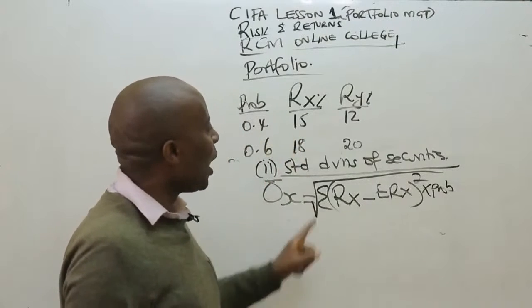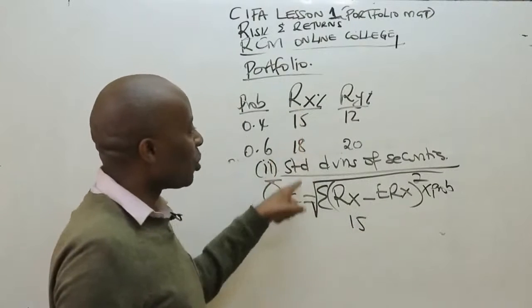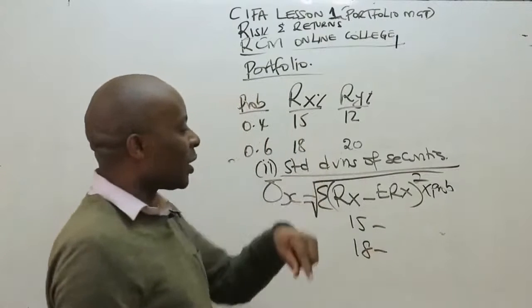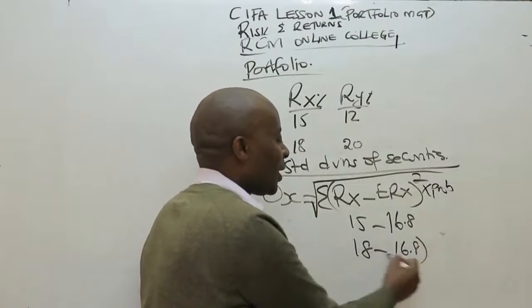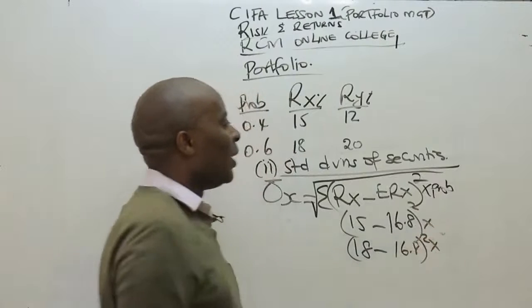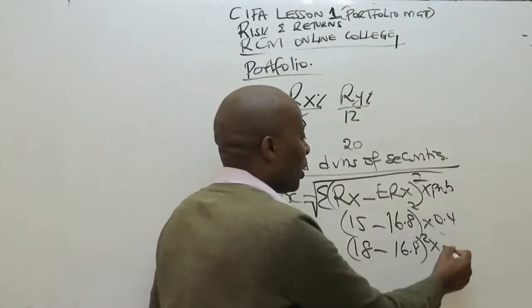So then what do we have here? I will come and pick the actual returns of X, 15 and 18, minus expected returns that we got. Expected returns of X, we have 16.8, 16.8. Ladies and gentlemen, from there, I'll come and square, times the probability. The probabilities, I already have them here. We have 0.4, we have 0.6.